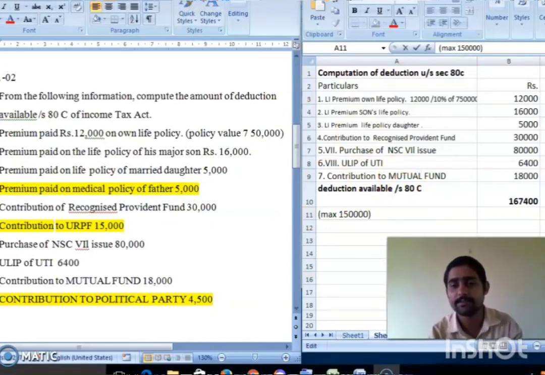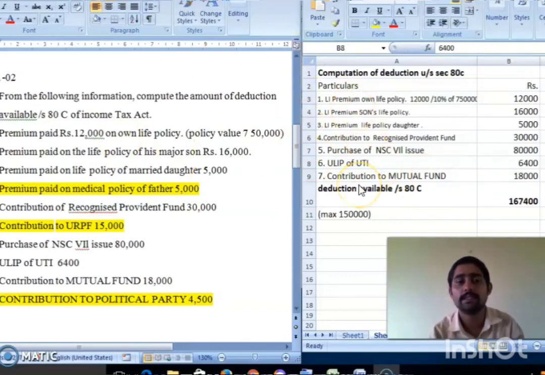So these are the things. We have considered almost all the items except these 3 items. So these are our calculation. When policy and policy amount both are there, the premium amount and 10% of the policy amount, whichever is less, lowest we have to consider. Sons and daughters and spouse, these things will come. Provident fund, all types of provident fund except URPF, all will come. NSE purchase we can consider. ULIP, I am considering ULIP. Even mutual funds we are considering. So these are all the things under 80C. Thank you.